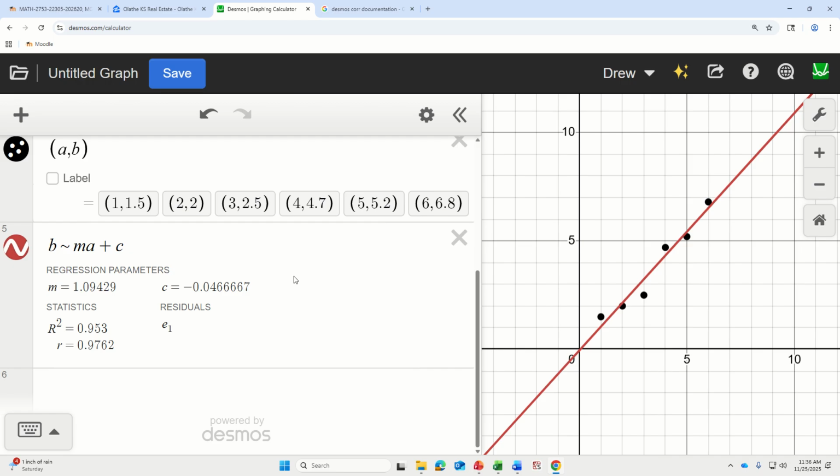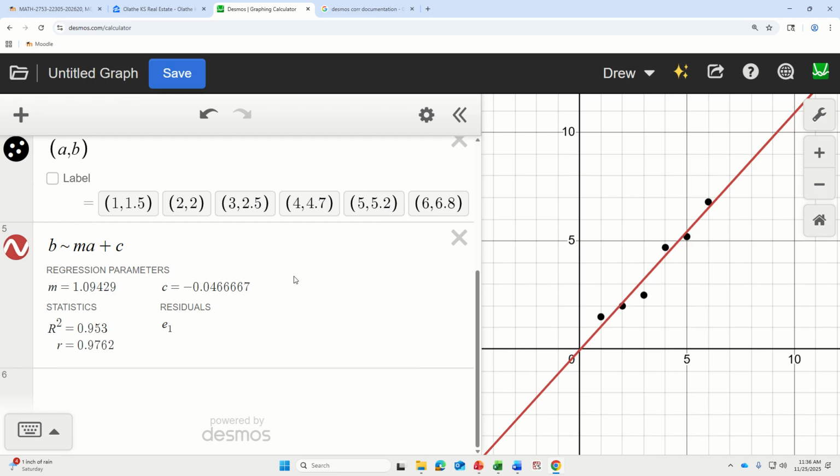And Desmos is going to do the work of finding the regression parameters, the slope of this line and the constant term of this line, the y-intercept, that's going to best fit these data points. And best fit, again, means we're taking the residuals, the distance between the point and the line is the residual. Take the residuals, square them, add them all together. That's what we want to minimize. And this is the line that minimizes the sum of squared residuals.